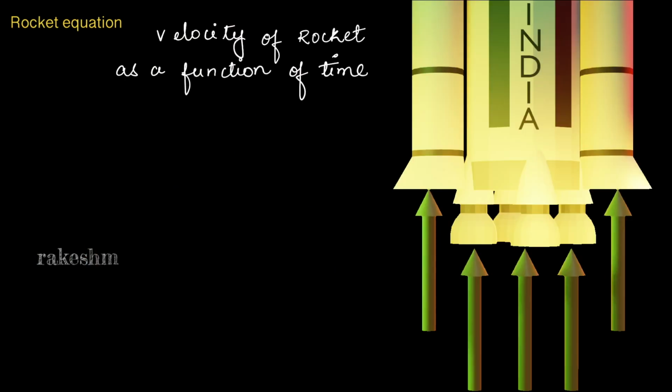Next, we will have a look at the rocket equation, and this rocket equation gives us the velocity of the rocket as a function of time. Let us define a few terms before going to the rocket equation. So during launch, the initial mass of the rocket is m0.